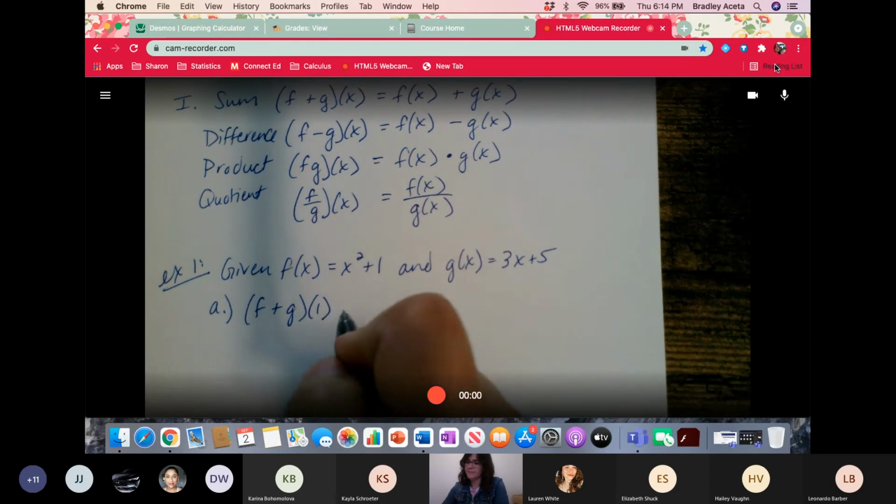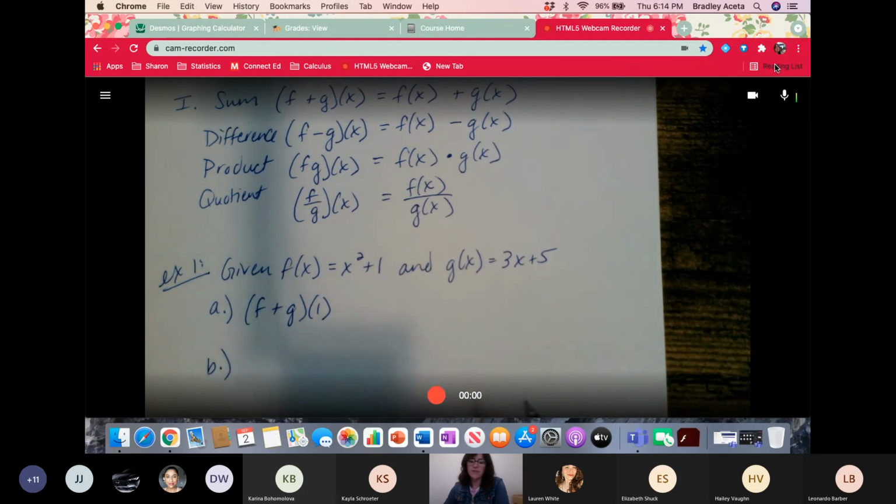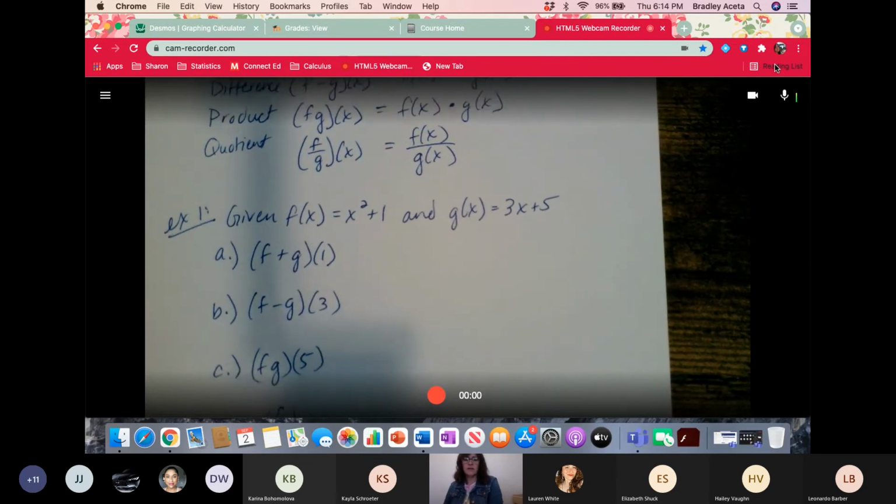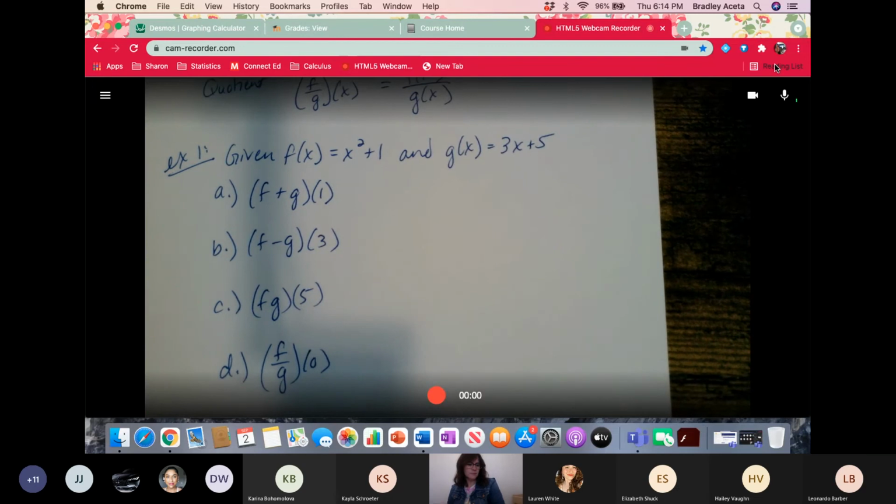Sheesh. This child. f plus g of 1. f minus g of 3. fg of 5. And f over g of 0. So we're going to do all of these. So here's what they're asking. They're saying, okay, I want you to find the f plus g of 1.